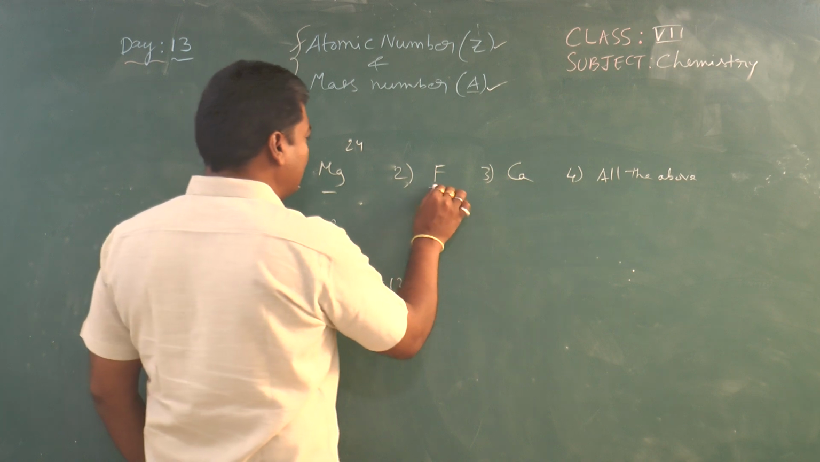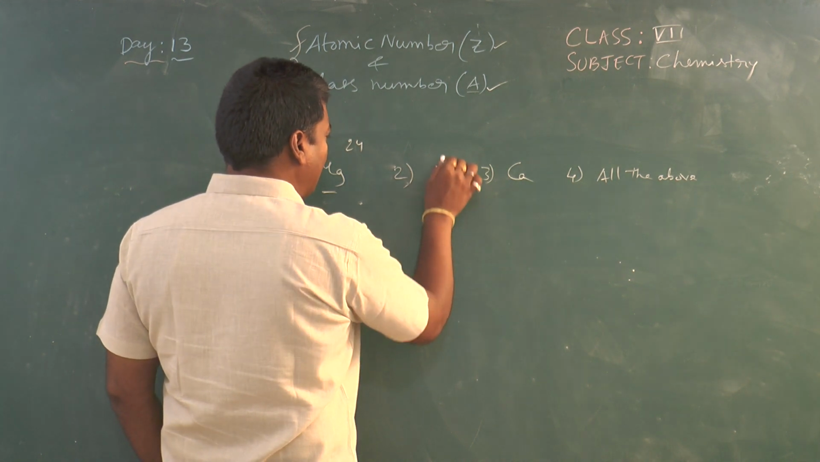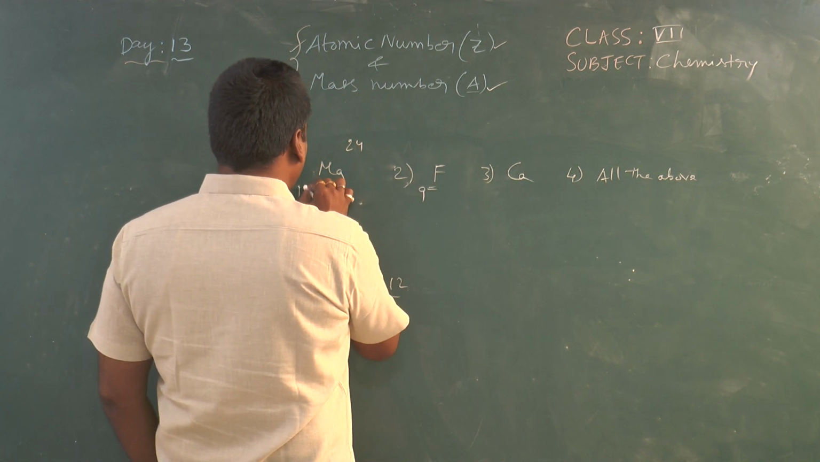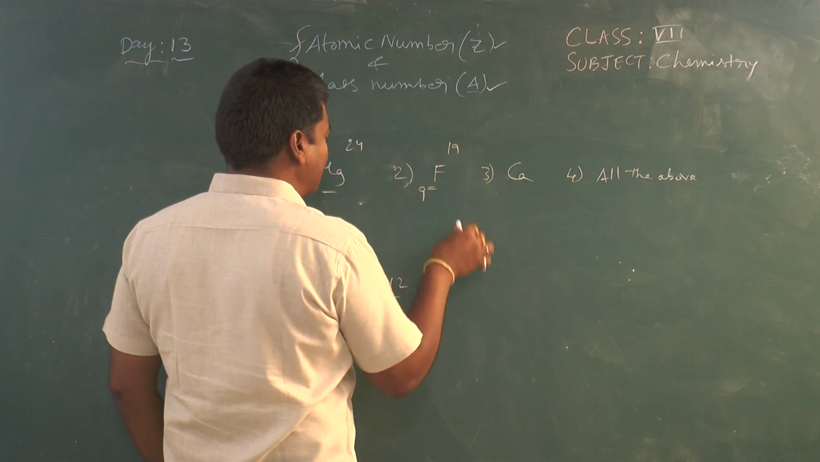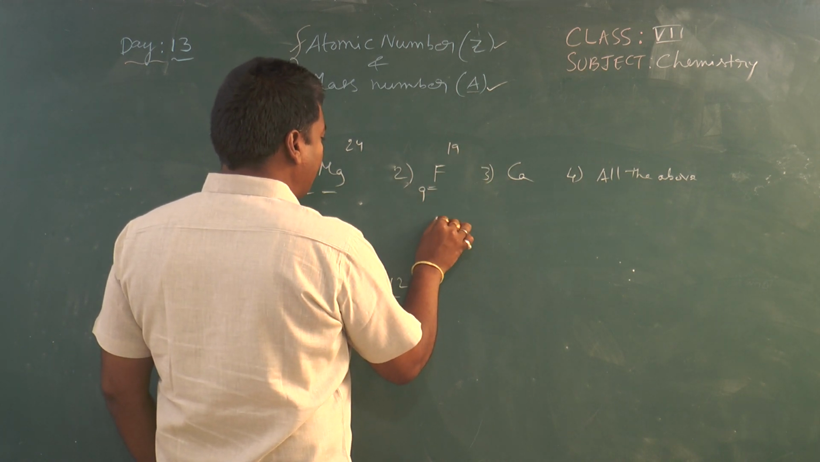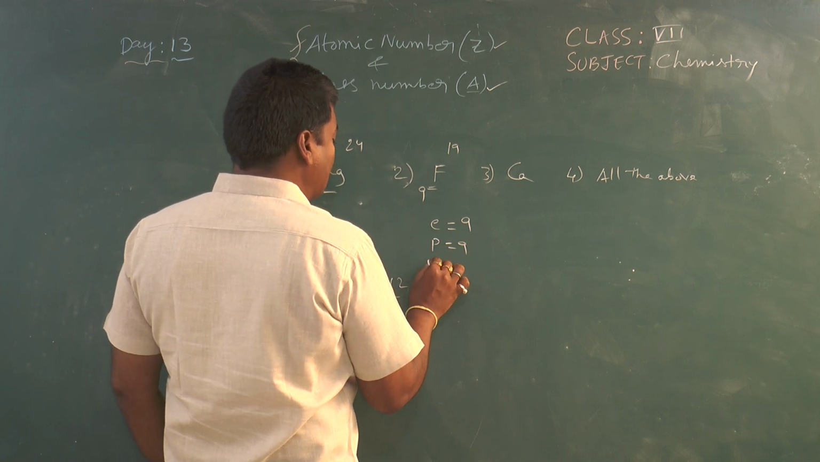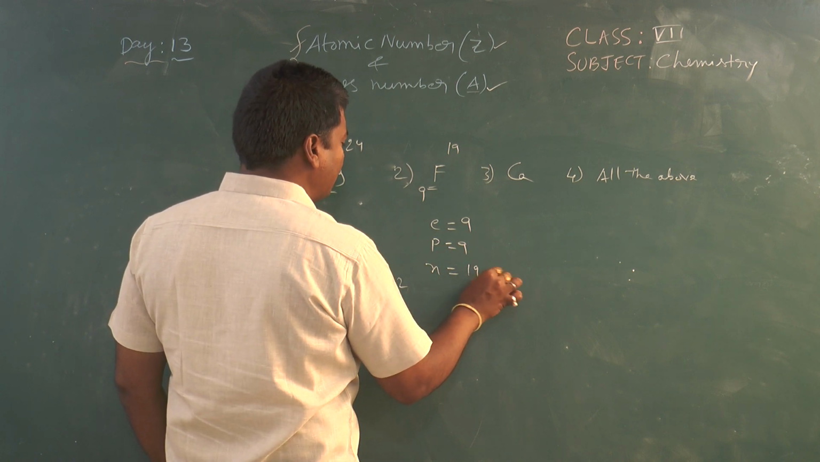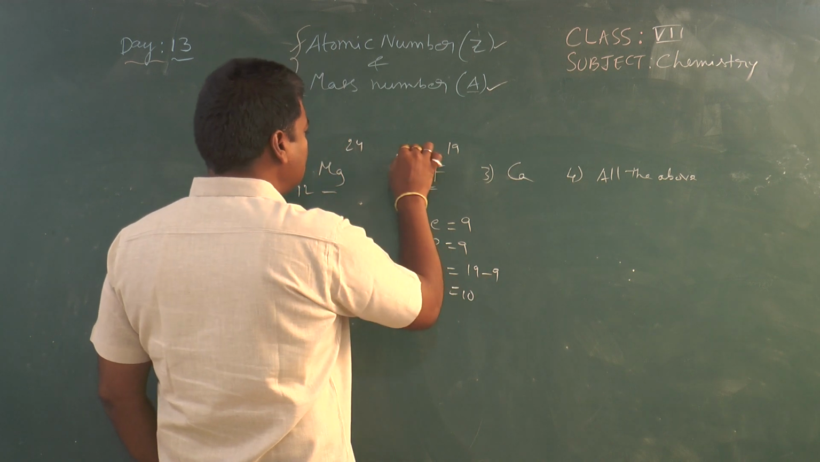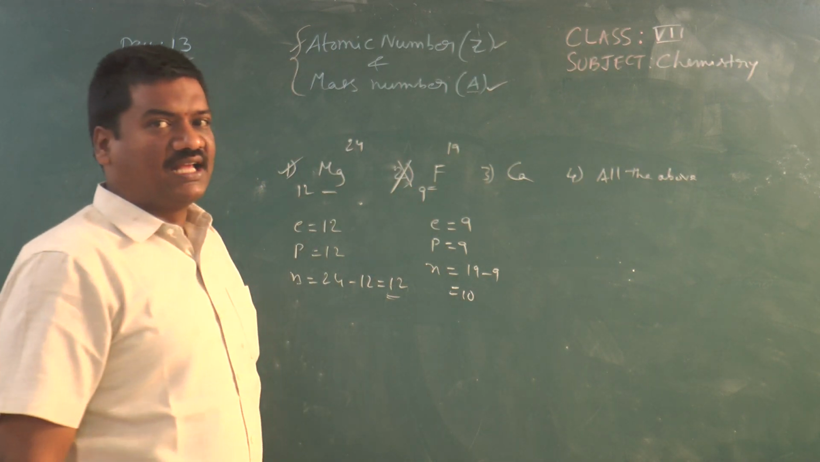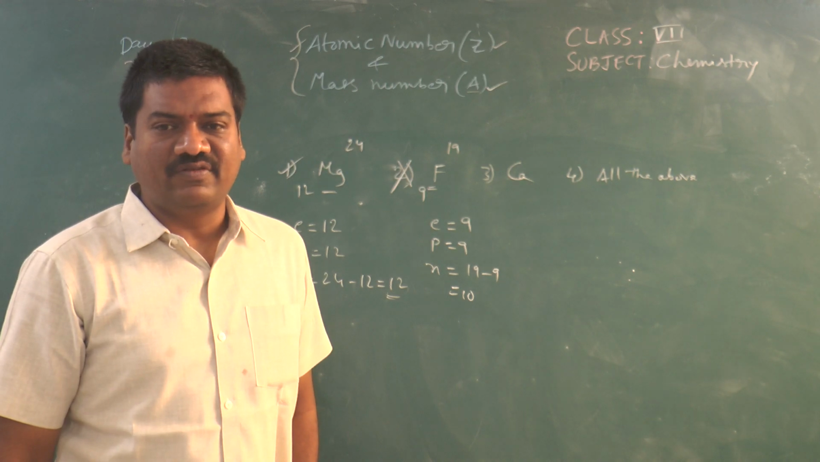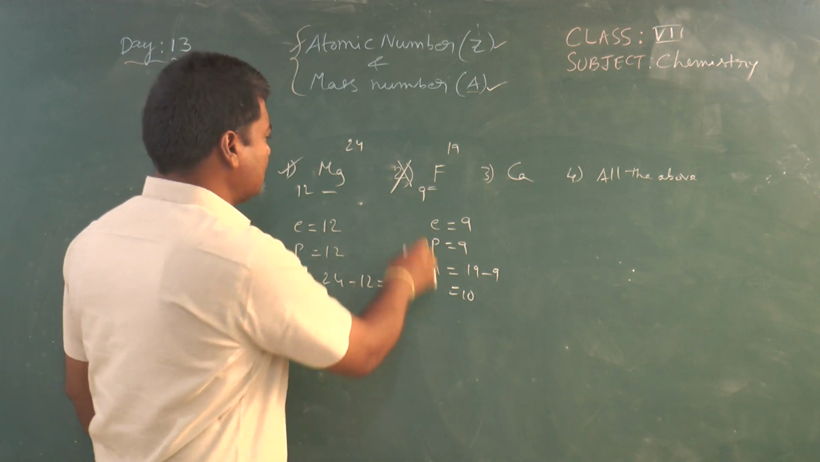Suppose we come to the fluorine atom. The atomic number for fluorine is 9, and the mass number is 19. Then the number of electrons is 9, the number of protons is 9, and the number of neutrons is 19 minus 9, which is 10. This is not the correct option. The number of electrons should equal the number of protons, and the protons should equal the number of neutrons, but that is not possible here.